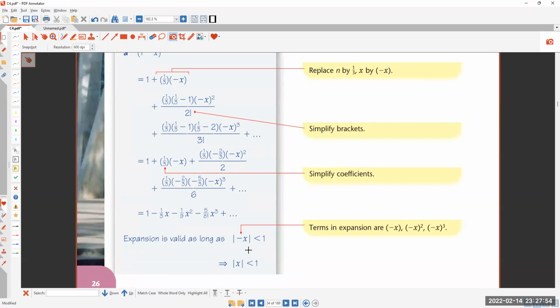Now I have to explain this to you. Expansion is valid as long as so and so is less than 1. Let me check that.